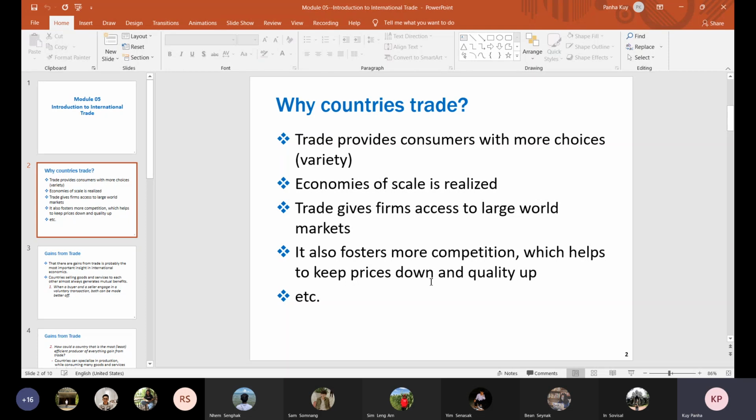So that is the trade can give firms access to the larger world, world markets. And it's also another reason that a country does trade: trade also fosters more competition, which helps to keep prices down and quality up. You believe that?